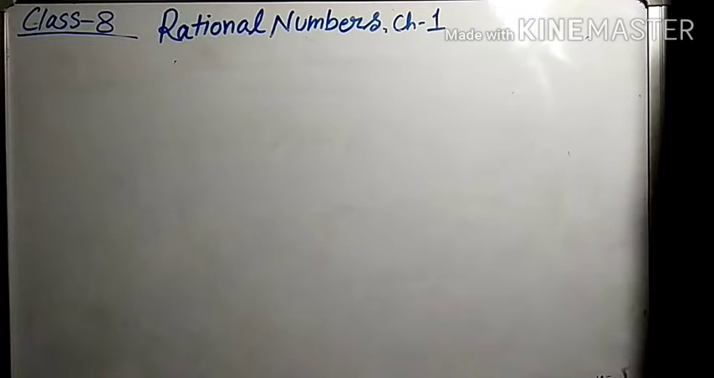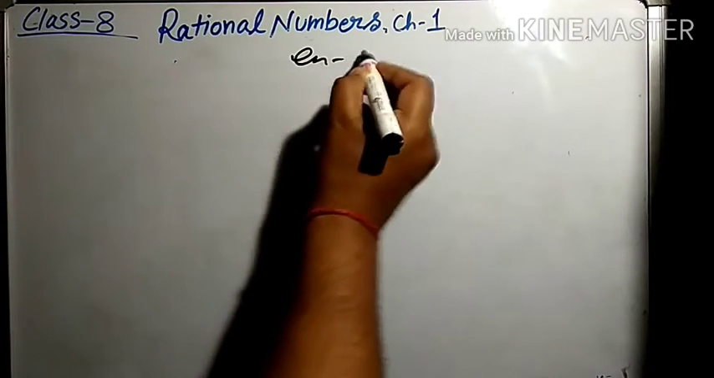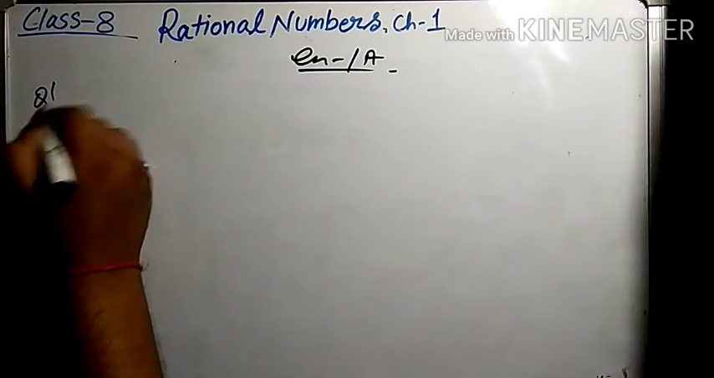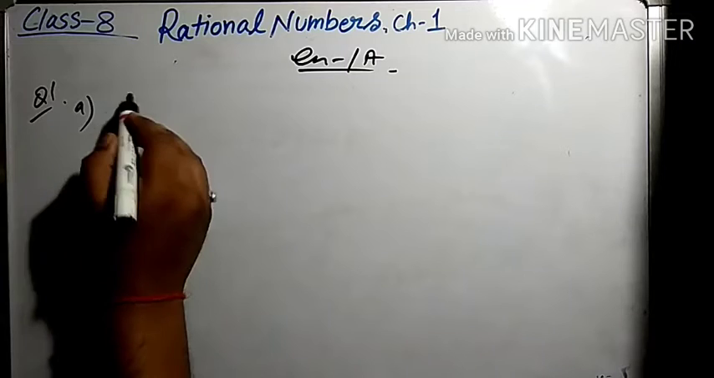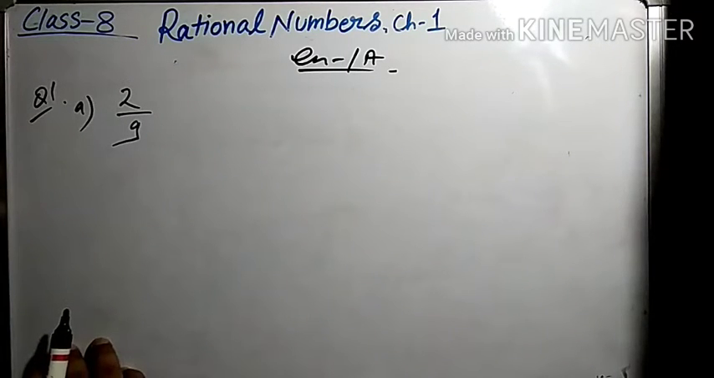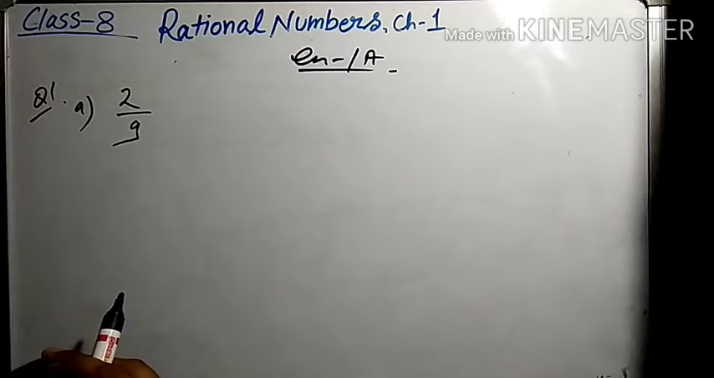Students, now we will start exercise 1A from the book. The first question is we have to write four rational numbers equivalent to the given numbers. So I will take one of the example questions first. For example, I am taking the first one, that is 2 upon 9. We have to find four equivalent fractions of the given rational number 2 upon 9.